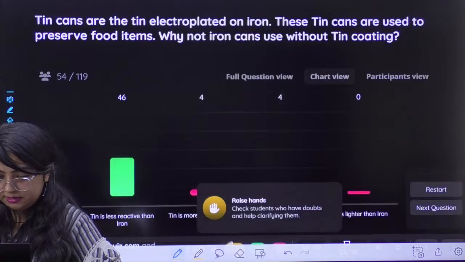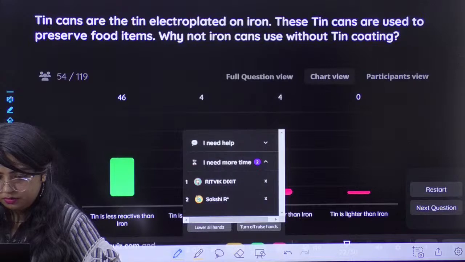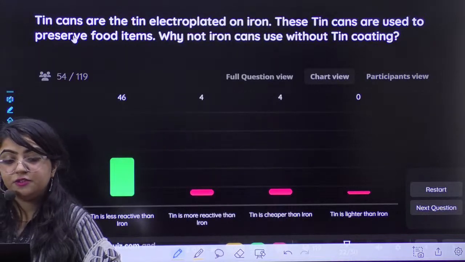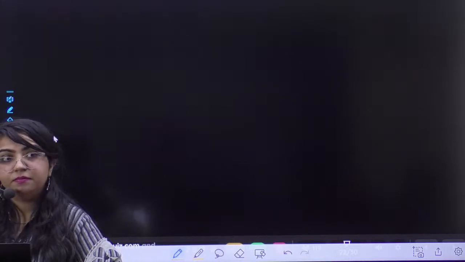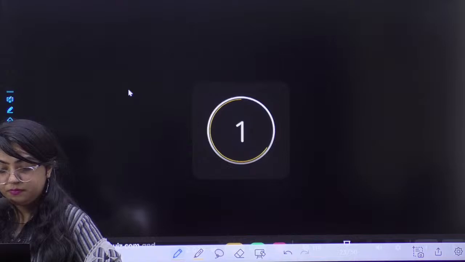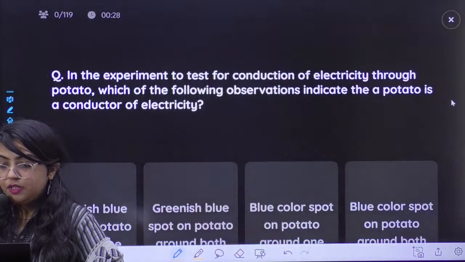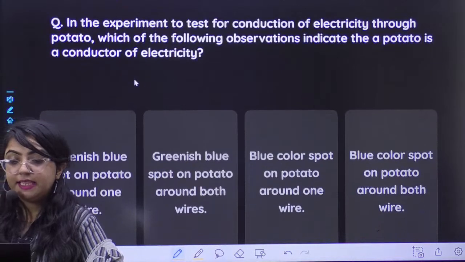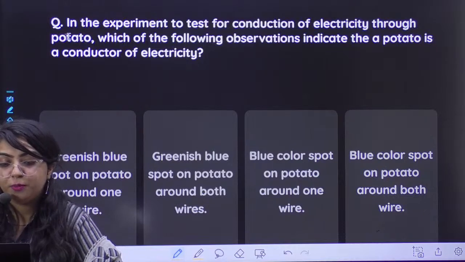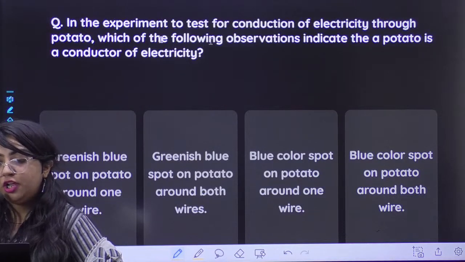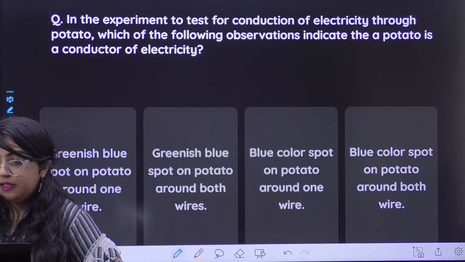Okay, so the next. You are given 30 seconds for each question. Now the next question. This question says, in the experiment to test for conduction of electricity through potato, which of the following observations indicates that the potato is a conductor of electricity?